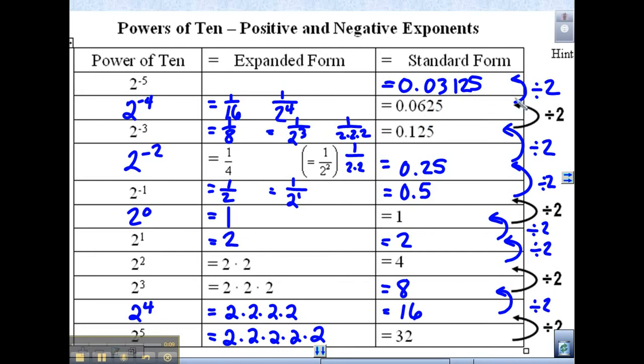Okay, so we took this one, we divided by 2, and we got 0.03125. That's the same as taking 1/16 and dividing it by 2. Dividing by 2 is the same as multiplying by a half, or taking a half of a number. A half of 1/16 is 1/32. That's 2 to the negative 5th power, which is the same as 1 over 2 to the 5th power, which is 1 over 2 times 2 times 2 times 2 times 2. Okay, so we've built our new chart here.